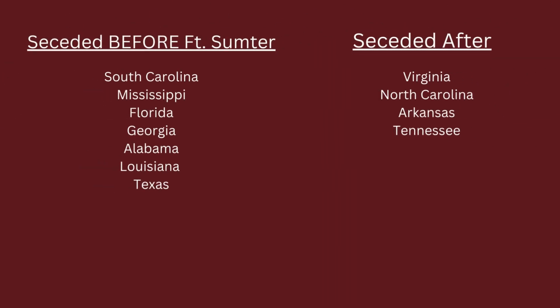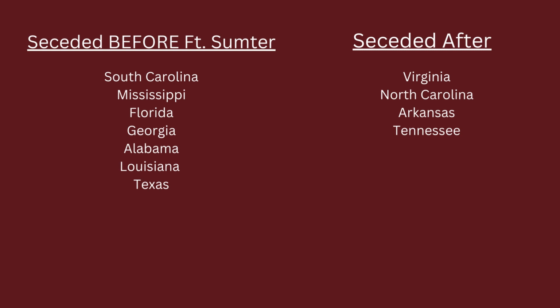Almost immediately after his election, the majority of the states, which are going to be the states in rebellion, secede. Those are indicated on the left. The last four states to secede, Virginia, North Carolina, Arkansas, and Tennessee, all do so only after the battle at Fort Sumter, even though it's not much of a battle.